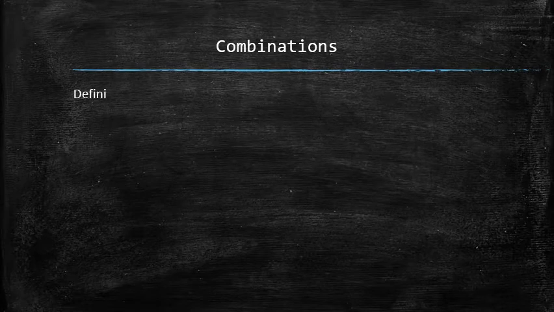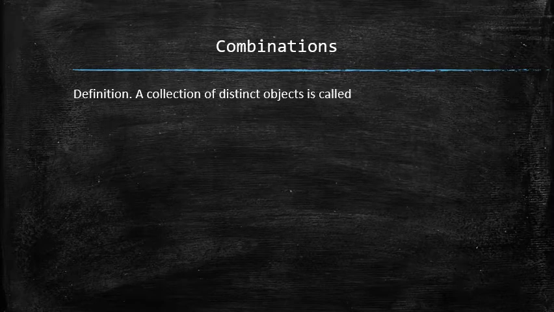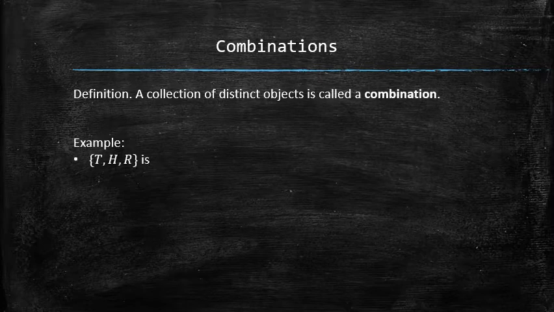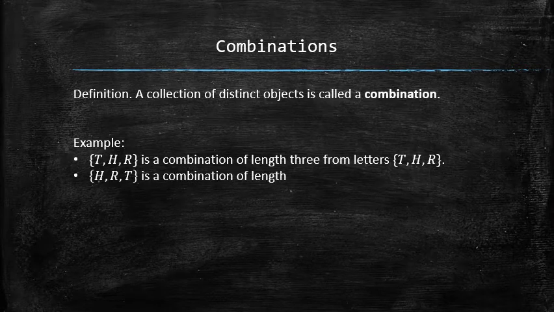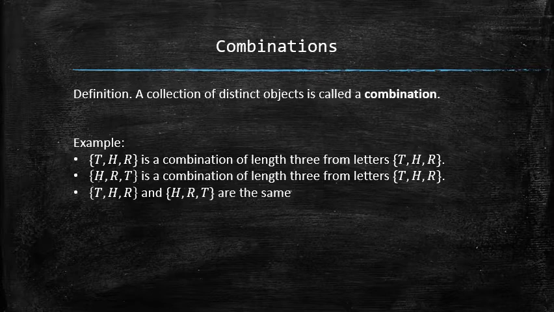Let's start with the definition. A collection of distinct objects is called a combination. For example, THR is a combination of length 3 from letters THR. HRT is also a combination of length 3 from letters THR. Note that THR and HRT are the same combination because the order doesn't matter or doesn't exist.